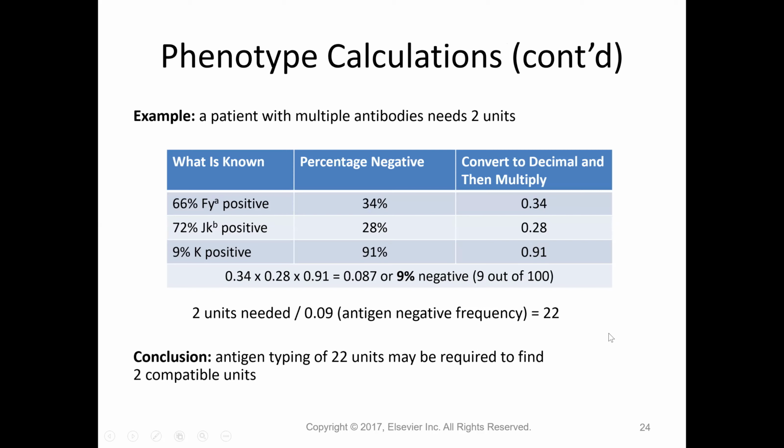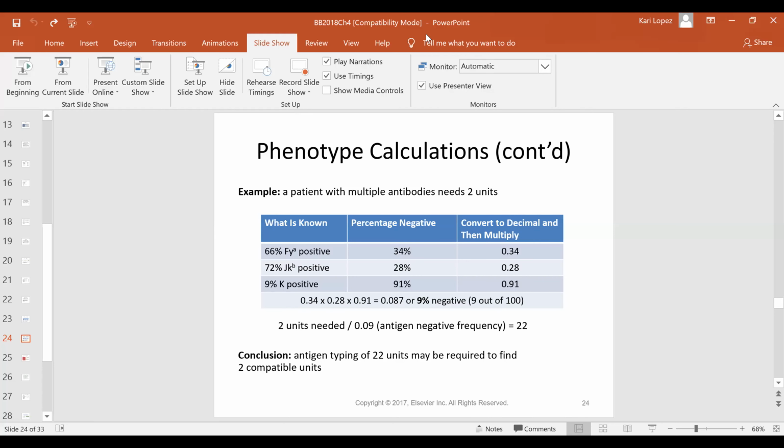So if they ask how many units do you need to type to find a compatible match, it would be your 22 or your 30, not 2. It'll always tell you if the patient needs 1 or 2 or 3 units. But what you're usually trying to find is how many you have to generally type to find matches. Make sense? Yes.